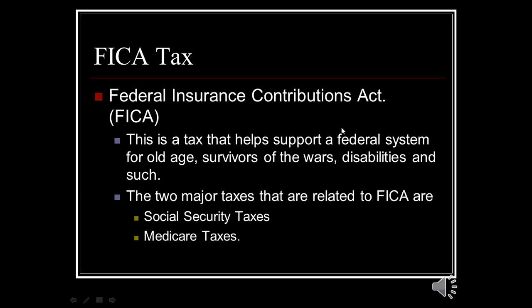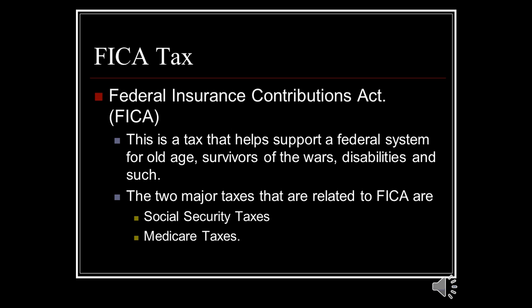Now let's go in a little bit more in depth. We know how to figure out the federal income tax expense now. So the federal income tax expense is based on allowances, based on our W-4, if we're single or married, and we calculate it from the table.